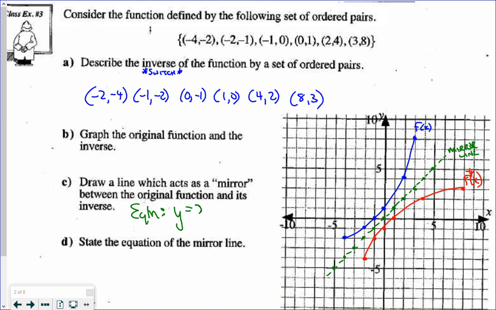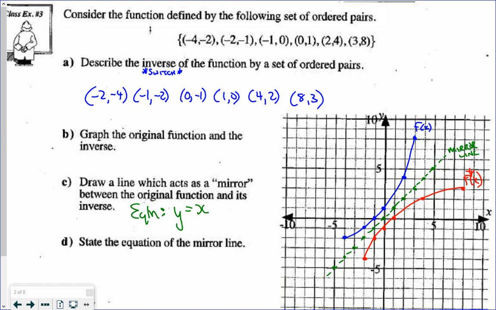y equals x. Now the reason why this is the mirror line is when y equals x, so let's say the point 2 comma 2, and let's say you did the inverse of 2 comma 2. What would the inverse of 2 comma 2 be? 2 comma 2, right? It doesn't change, it doesn't move around. So mirror line is that line because even if you flip the points, they never move. Okay, so that is your mirror line.